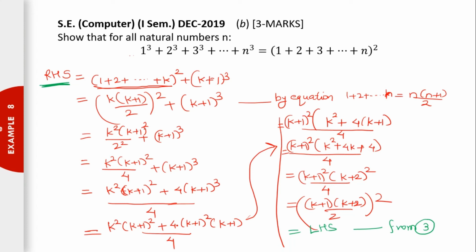It will become k square into (k plus 1) whole square divided by 2 square, plus (k plus 1) whole cube. It will further become k square into (k plus 1) whole square divided by 4, plus (k plus 1) whole cube. Again solve this: k square into (k plus 1) whole square plus 4 into (k plus 1) whole cube, divided by 4. Now after solving this equation, we will get the final value, which is (k plus 1 into k plus 2 divided by 2) whole square. Now this is equal to LHS.